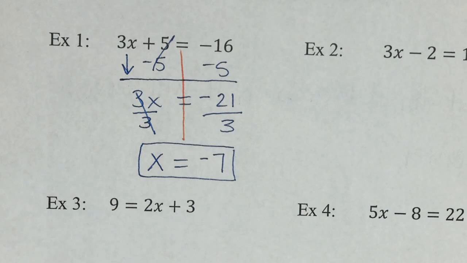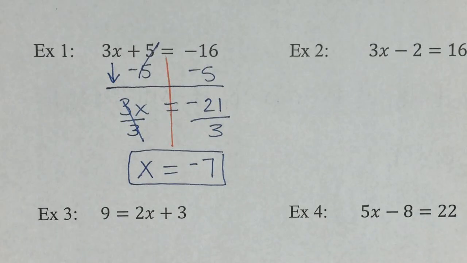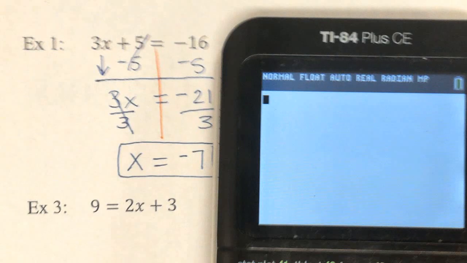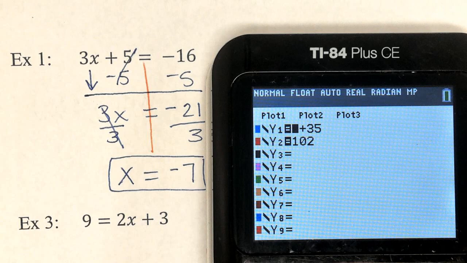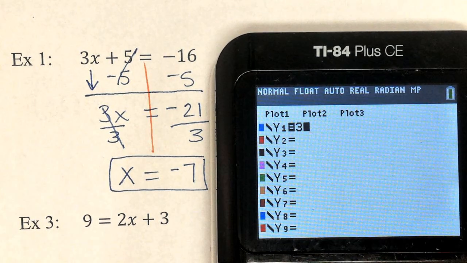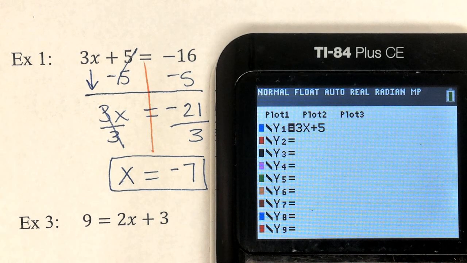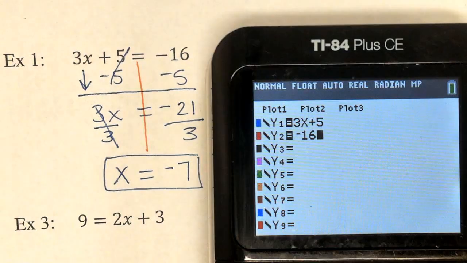Now, should you make 100 today? Yes. Why? Because the calculator can do it for you. If you have forgot, on the back I put the steps. Okay, but I'm going to do the first one with you just to check. So to check your equation, you're going to go to y equals. Everybody should be doing it with me. In y1, I'm going to put the left side of the equation. So 3x plus 5. In y2, I'm going to put the right side of the equation, which is negative 16.